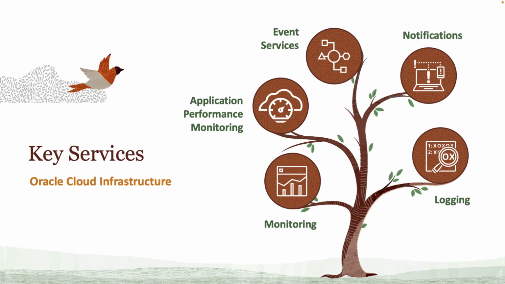OCI Notifications is a highly available, low-latency service that follows a publish-subscribe pattern that can send alerts and messages to Oracle Functions, email, and also including Slack channels and PagerDuty. The event service tracks resource changes using events, and it eliminates the complexity of manually tracking changes across cloud resources, and you can respond to changes in near real time using functions, streaming, and notifications.